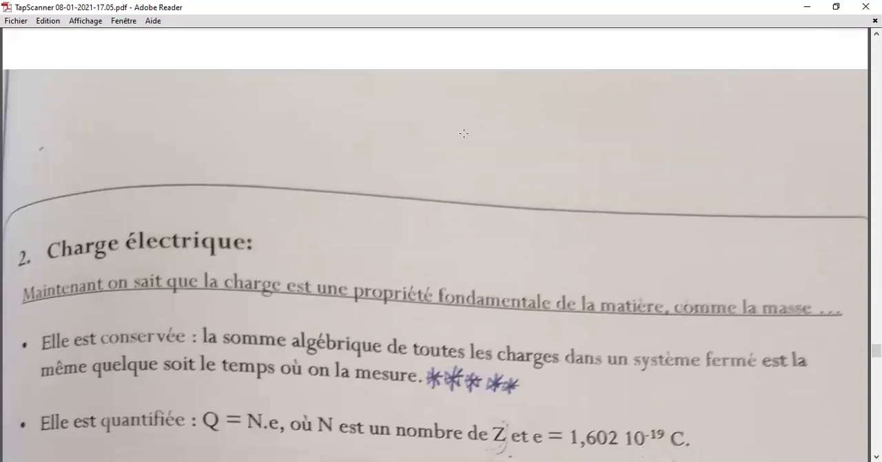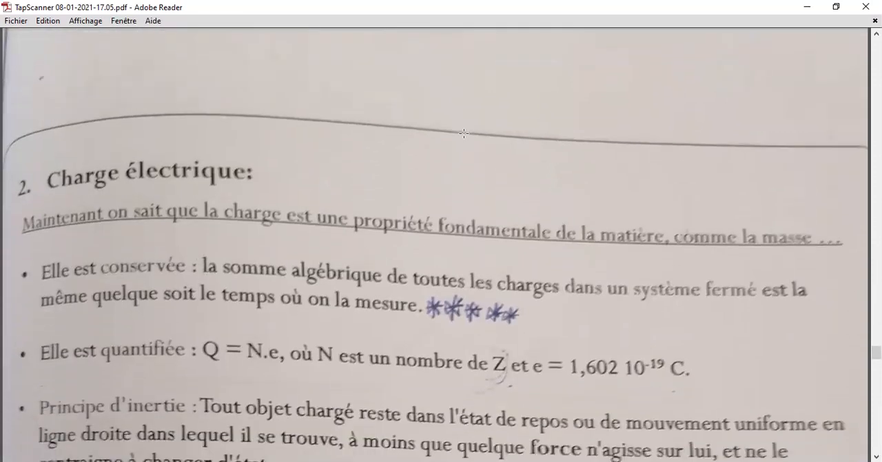So charge électrique, we are still on charge électrique. They're saying "maintenant on sait que la charge est une propriété fondamentale de la matière comme la masse." So here they're saying that the charge is a very important property, because we have looked at positive and negative charges, and what usually happens, the attraction, those things. We have also looked at the conservation of charge, where we said the charge cannot be destroyed or created, but is transferred from one material to another.